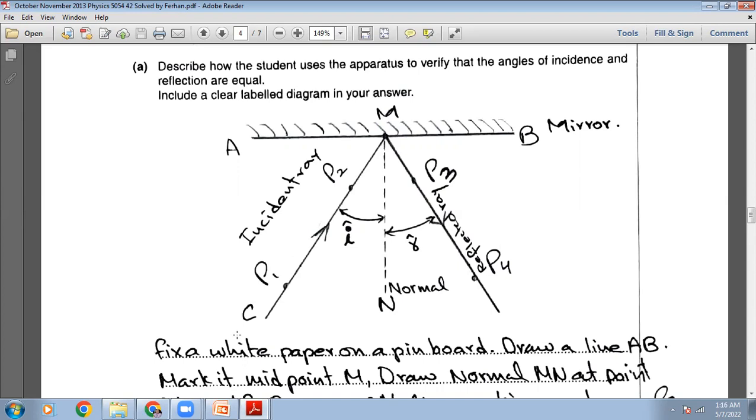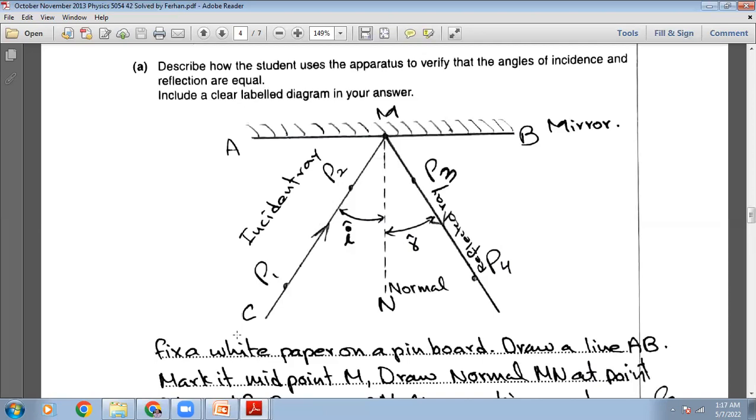So when you are able to see the image of P1 and P2 in the mirror, and you are on the right side of the normal, take two more optical pins, pin 3 and pin 4, and put them in such a way that pin 3 and the image of pin 1 and pin 2 are aligned. And then put pin 4 in such a way that pin 4, pin 3, and the image of pin 2 and pin 1 are aligned.